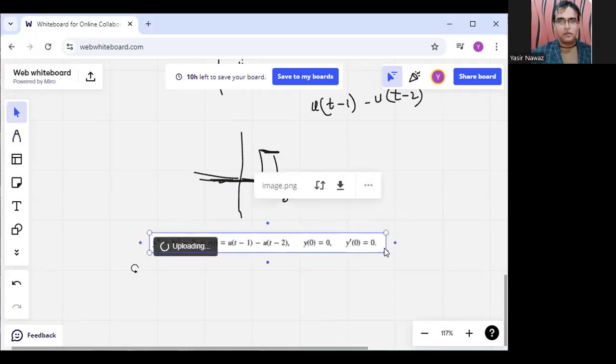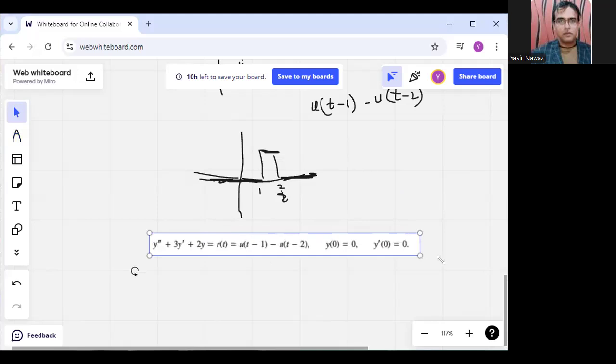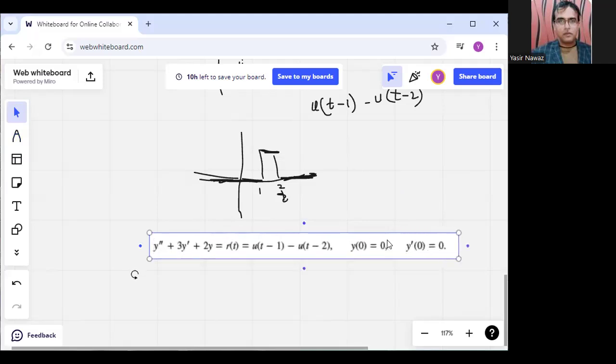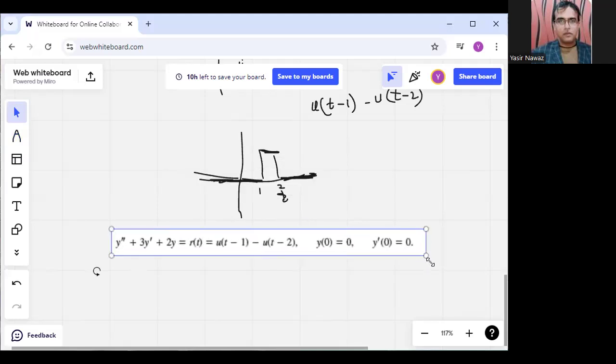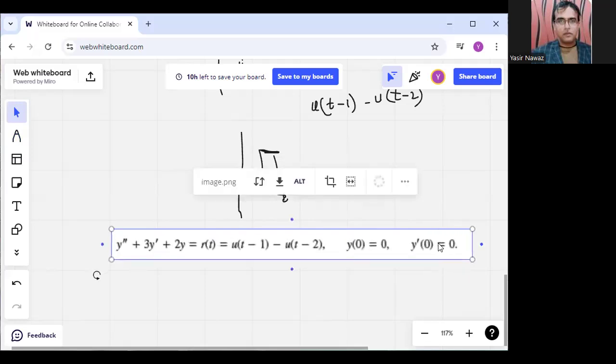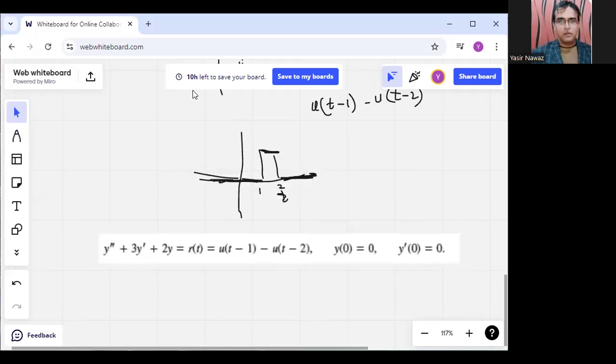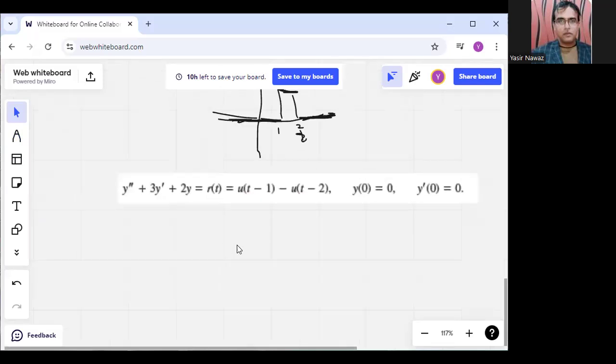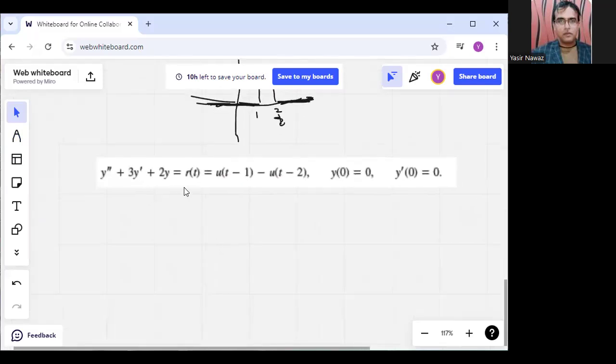This is the example. In this example, a second order ordinary differential equation, you can see on the left side there is a mass. The equation can represent the mass spring system. On the right side, an external force is applied in the form of a square wave.